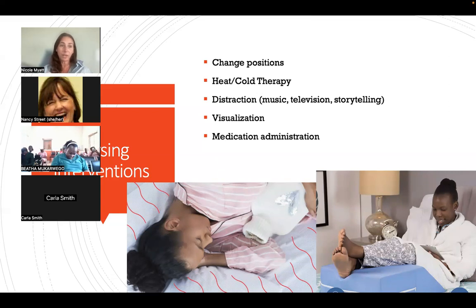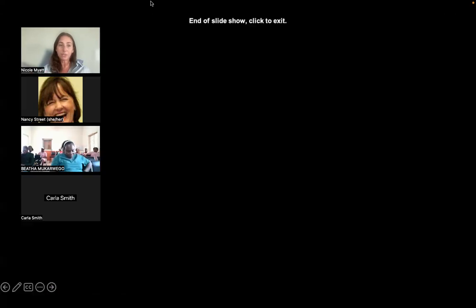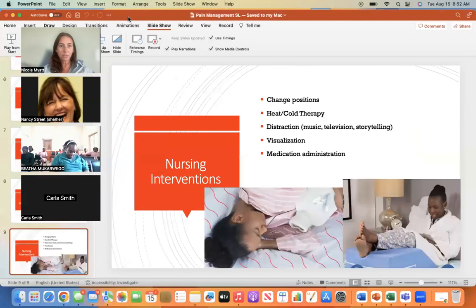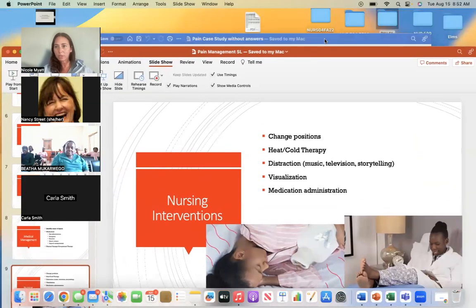Visualization, again, imagine that you're at your favorite vacation place, or at a party with your family, something to bring up a pleasant memory that the person can focus on while there's a painful thing going on. And then obviously medication administration is another option. So that's a short little thing on pain.